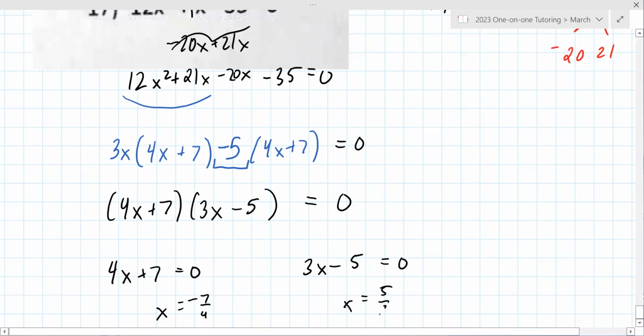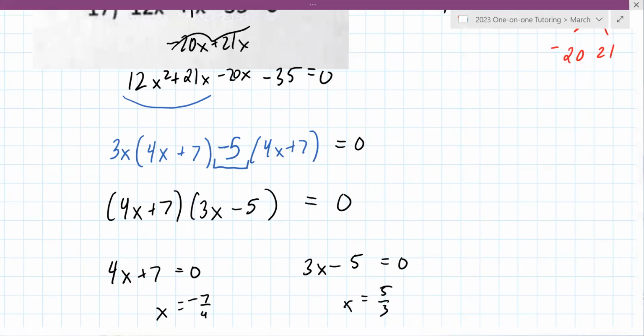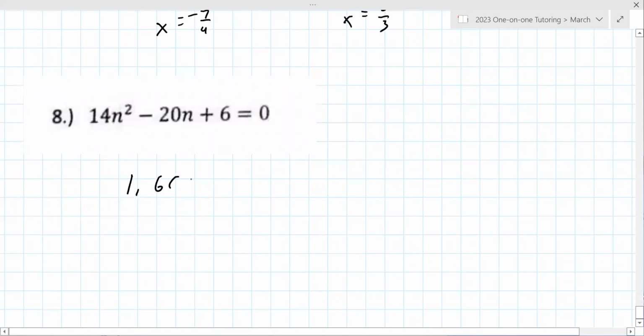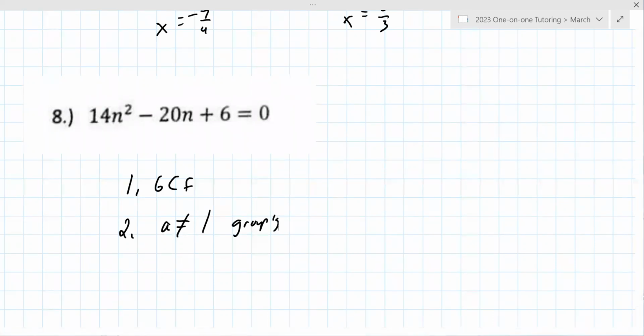Very good. All right, in the limited time we've got left, I'm going to give you the steps to solving 8. I think we did not get to 8. 8 is a GCF followed by a not equal to 1 grouping type problem. So you maybe have some time to do that or find an online resource to help.